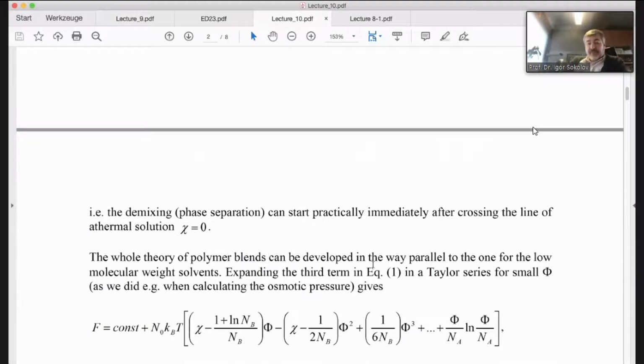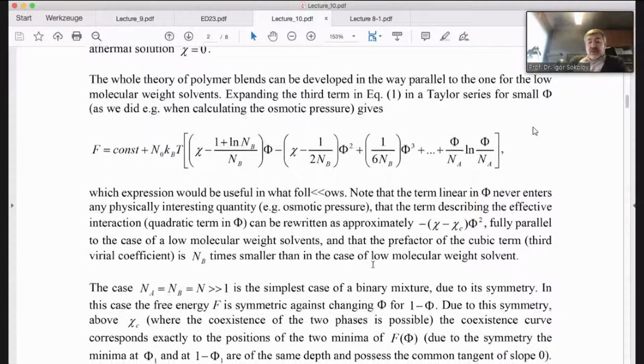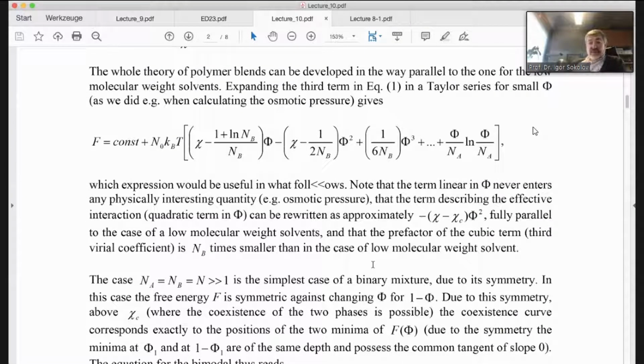Now, what I would also like to do is, I will need it a little bit later, let's have a look at what happens if phi is small. So you have now a solution of a small amount of long polymer in a polymeric or oligomeric solvent, but not a solvent consisting of small molecules which you can consider as solid entities.